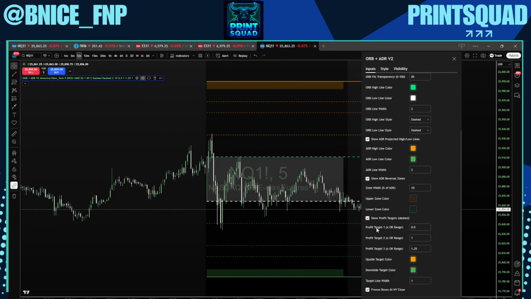And then the profit targets on the opening range are set at default levels for myself. 0.5, which is 50% of the ORB right here. So you've got 50% of the ORB right there. Then the second profit target would be 1 to 1 of the ORB range, which is right here. And then the last one I have is 1.2 times the ORB range.